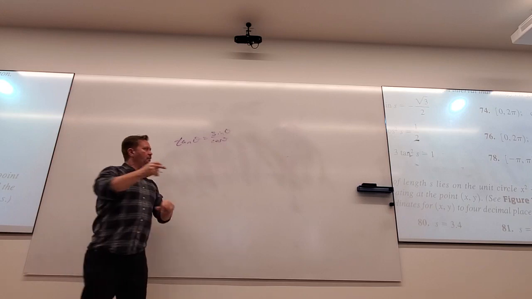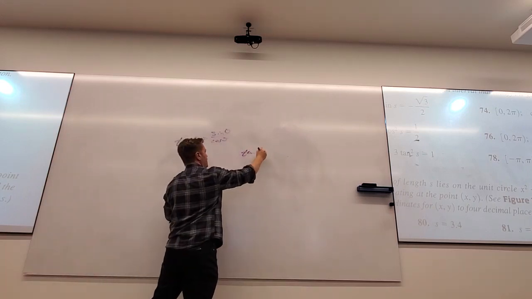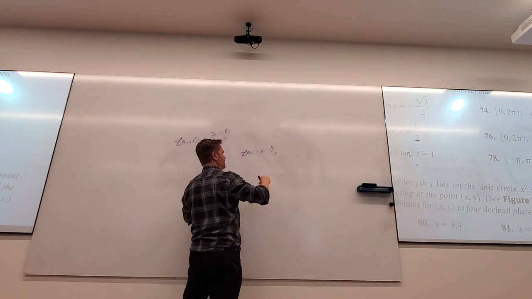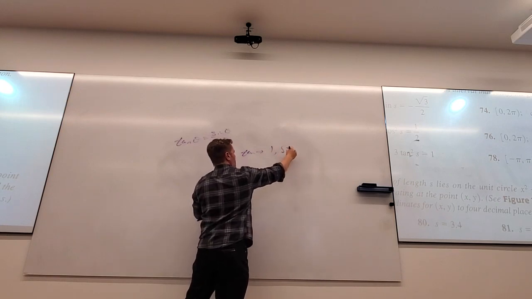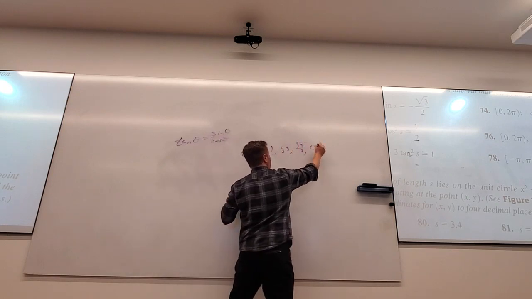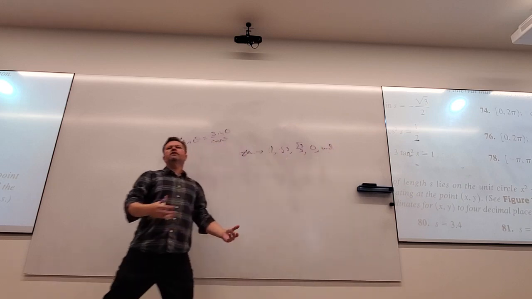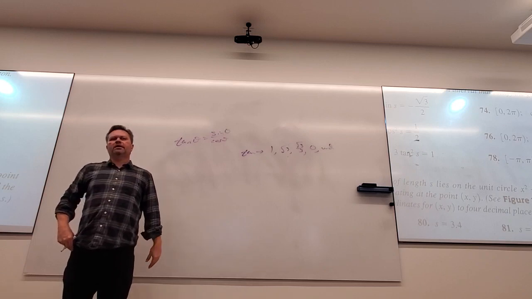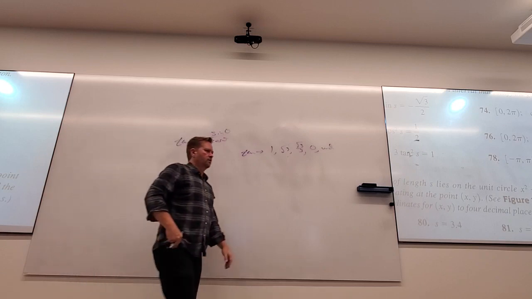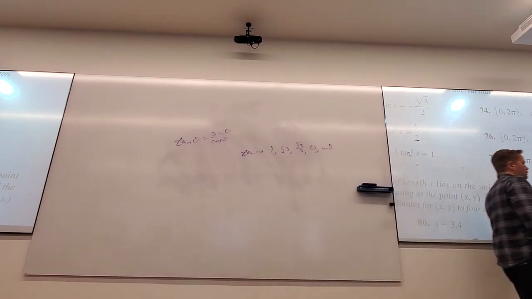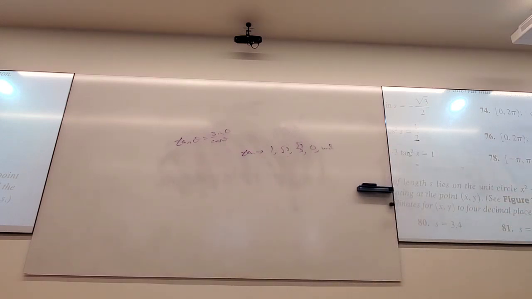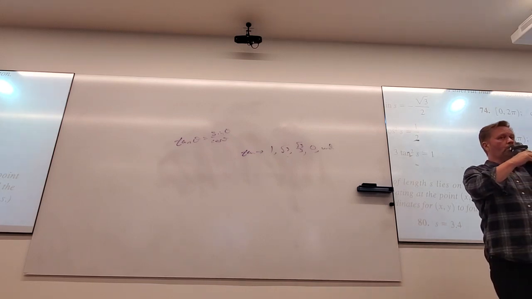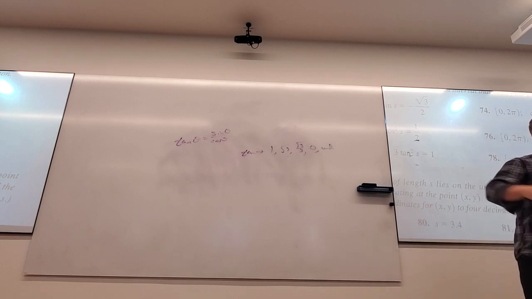So all I need to remember is the main things tangent can be are 1, rad 3 over 3, 0, undefined. Those are the things it could be at the angles we have memorized. Can anyone tell me when tangent is undefined? What angle would tangent be undefined? 90? Or pi over 2? What's on the bottom of tangent?